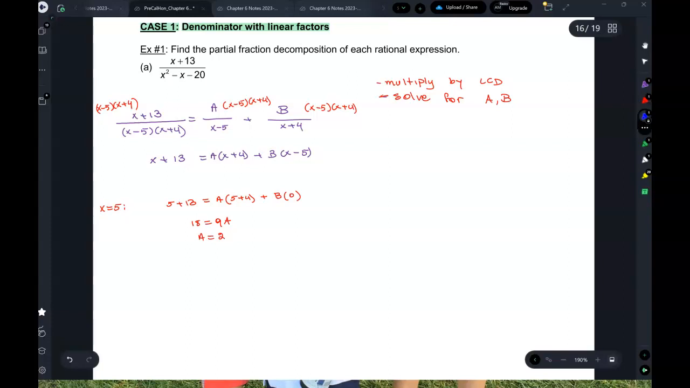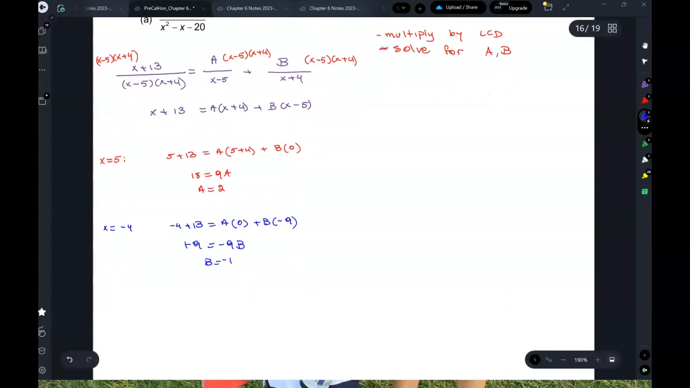Good. Next, I plug in x equals -4 to the original function. -4 plus 13 is equal to a times 0 plus b times -9. So 9 equals -9b. So b is equal to, no, positive 9... so b is -1. Okay? So now I have a equals 2 and b equals -1.